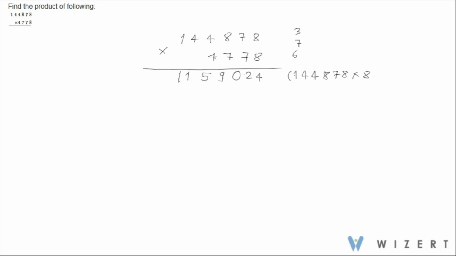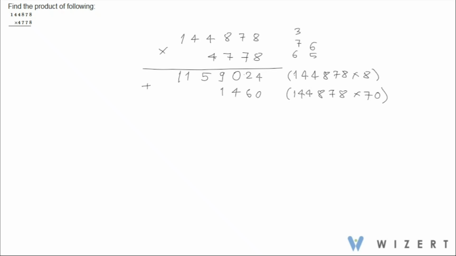144,878 multiplied by 8. So in the next row we'll have to consider a 0, because in the next row we'll be doing this multiplication multiplied by 70. Now since we are going to simply multiply with 7, we'll consider this 0 already here. So 7 8s are 56. We have to carry 5. 7 7s are 49 plus 5 is 54. So again 5 is carried. Then 7 8s are 56 plus 5, 61.